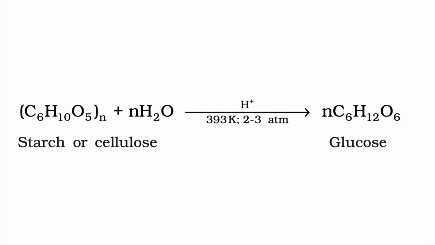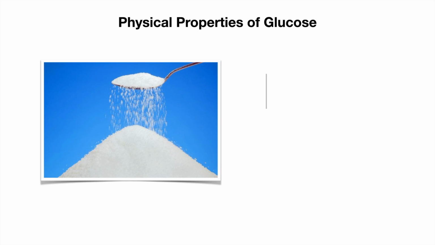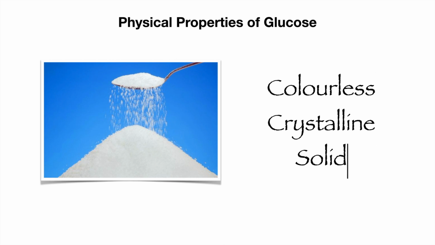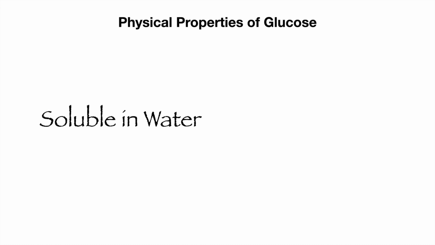Now let us discuss some physical properties of glucose. Glucose looks something of this sort. It is a colorless, crystalline solid, which you can witness when you buy some Glucon-D powder. The glucose looks and feels exactly the same when you buy a Glucon-D powder. They are colorless, crystalline solid molecules.